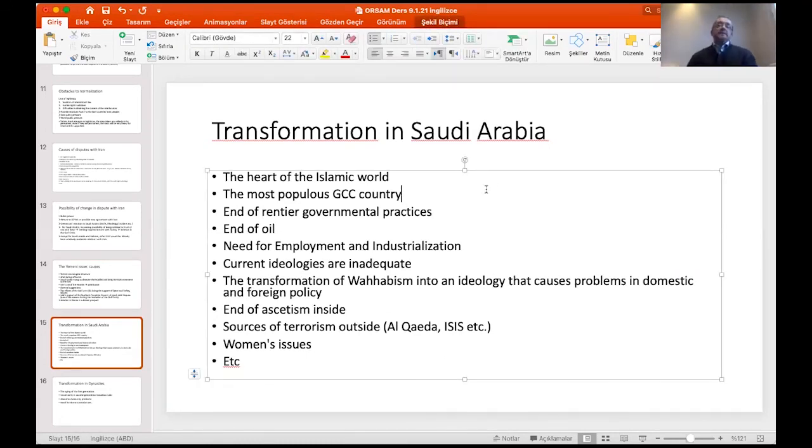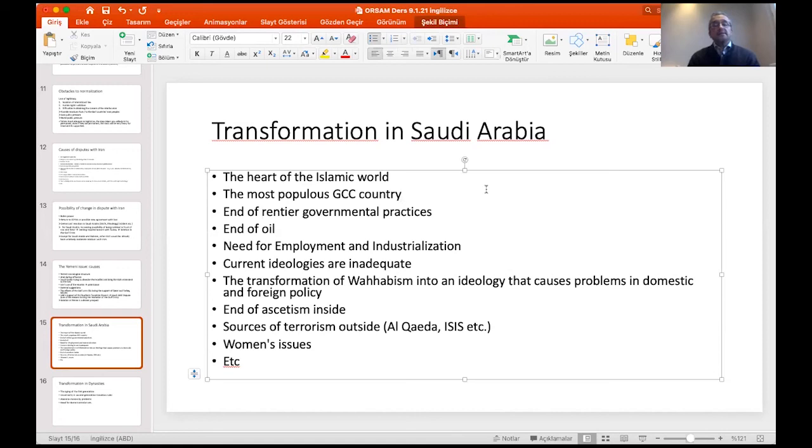Then finally, one of the main issues we will have to discuss in the near future about the Gulf region is the sociological and economic transformation in the Kingdom of Saudi Arabia. Saudi Arabia is the heart of the Islamic world, and it used Wahhabism as its national ideology, but it became more and more problematic every passing day, especially after the 9/11 events.